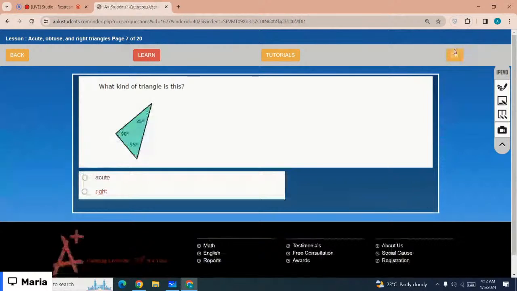The next one is what kind of triangle it is. The measurements of the triangle angles are 35 degrees, 55 degrees, and 90 degrees. Which is the correct option?